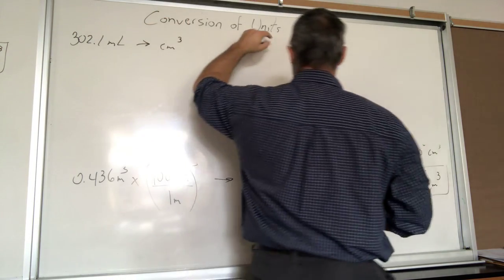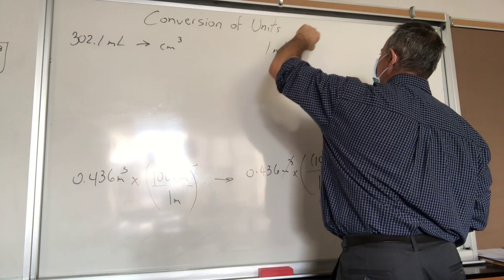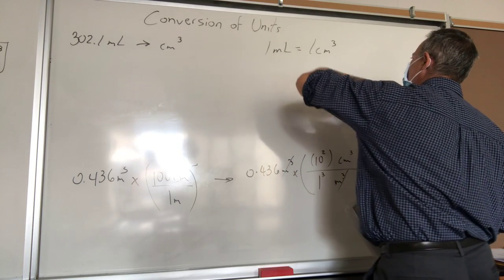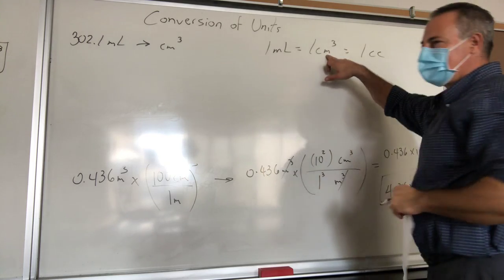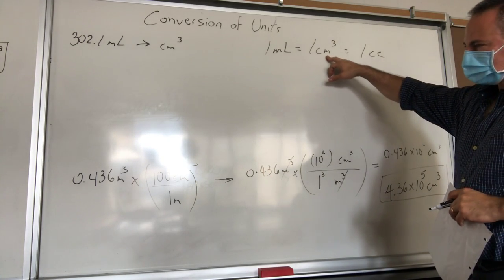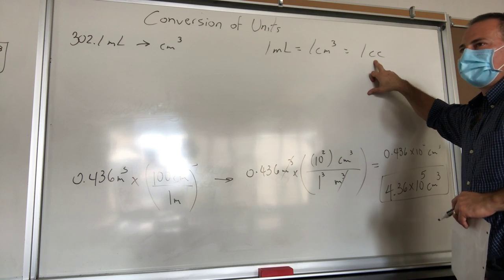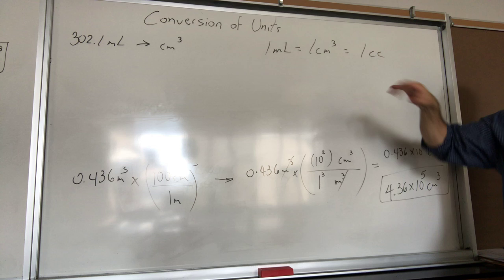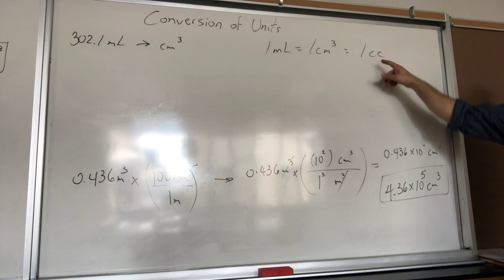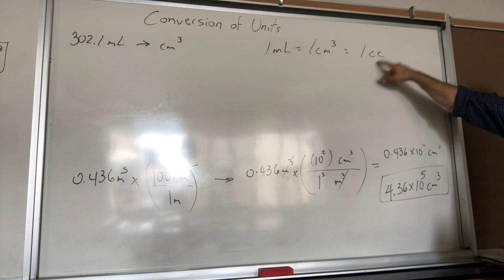But all you have to know is that 1 milliliter is equal to 1 centimeter cubed, which they sometimes symbolize as cc. This is the SI way of stating it. This is not SI notation, but you see it all the time. Like, for example, when they mark syringes, they say cc's, which is another way of saying centimeter cubed.